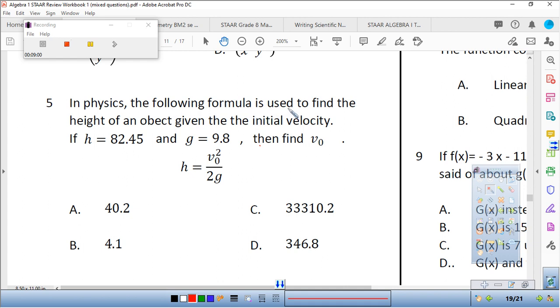In physics, the following formula is used to find the height of an object given the initial velocity. So the height, this is gravitational pull, 9.8 meters per second squared. Okay, so we're going to come out here and plug the values in there. 82.45 is equal to v squared over 2 times 9.8. Honestly, just solve it. That's it.